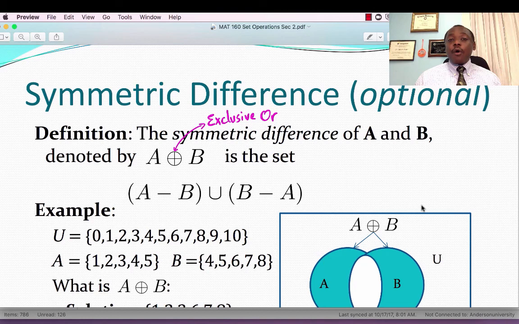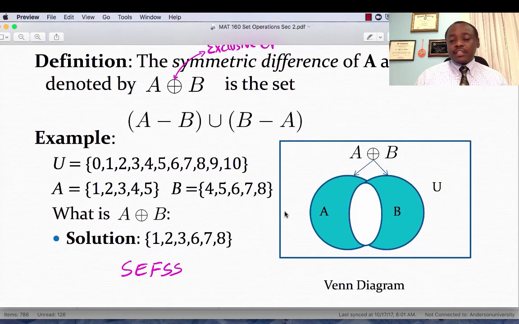Now, what is the exclusive OR? The exclusive OR means it is either A or B, but not both. And we can use that to define what is known as the symmetric difference of A and B. The symmetric difference of A and B, A exclusive or B, is the set A minus B union B minus A. Now let's look at the Venn diagram to really explain this. So that means it's A only, B only, and there is nothing in the intersection. It cannot be A and B. A only, B only. So that is A exclusive or B, the symmetric difference.